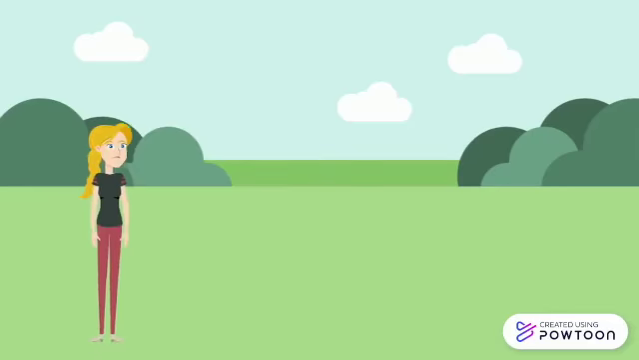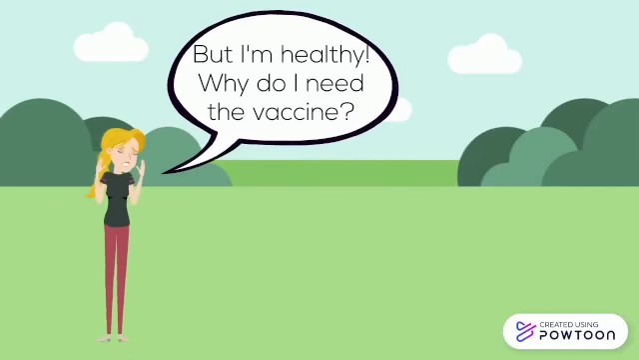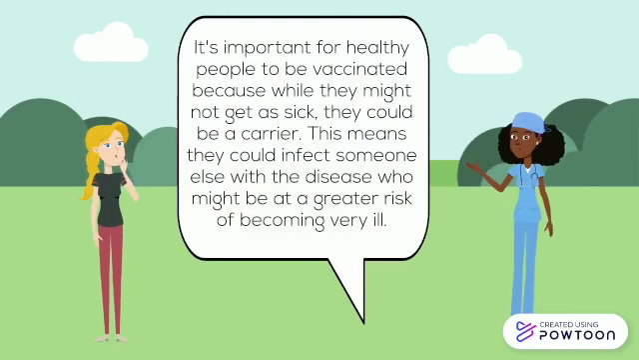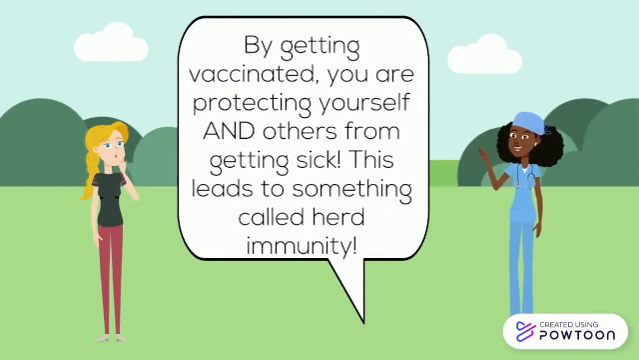the body. But I'm healthy, why do I need to get the vaccine? It's important for healthy people to be vaccinated because while they might not get as sick, they could still be a carrier. This means they could infect someone else with the disease who might be at a greater risk of becoming very ill. By getting vaccinated, you are protecting yourself and others from getting sick. This leads to something called herd immunity.